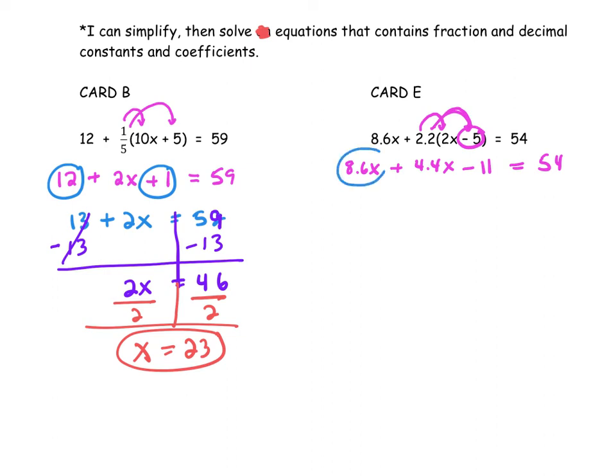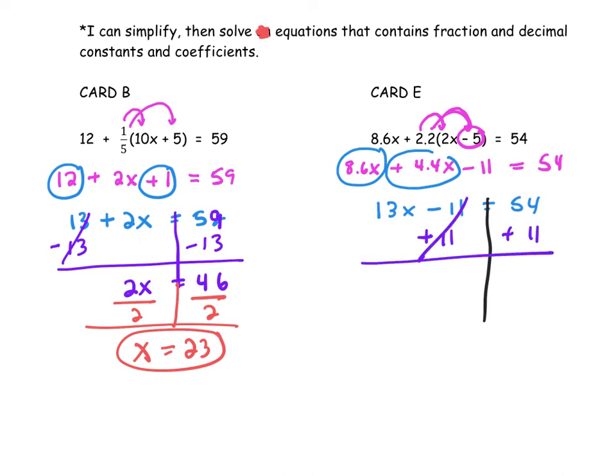Well, this time I have two x terms, two terms that have x. So 8 and 6/10 plus 4 and 4/10 would be 13x. And we have minus 11, and that equals 54. Now we're to the solving step. So we are going to add our constant to eliminate it on this side. We're going to add 11 because that's the opposite of subtracting 11. And we're going to have 13x left over. And on this side, we're going to have 65.